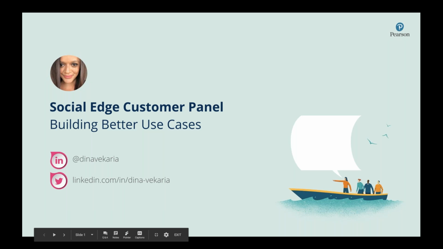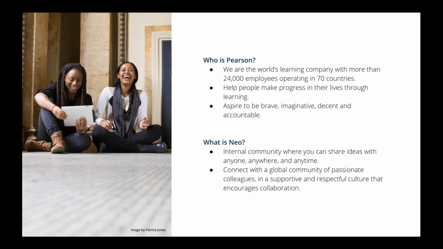Okay, cool. So before we get into the Pearson use cases for our communities, I want to just tell you a little bit about Pearson and our Jive community, which is called NEO. So today we're the world's leading learning company, but around 8 years ago when we implemented our community, NEO, we were a mix of mergers and acquisitions, and we needed something like NEO to be able to work as one single community. So NEO was introduced to resolve a couple of different problems.